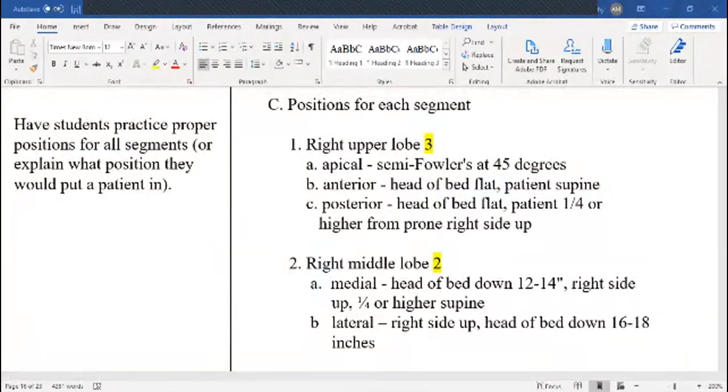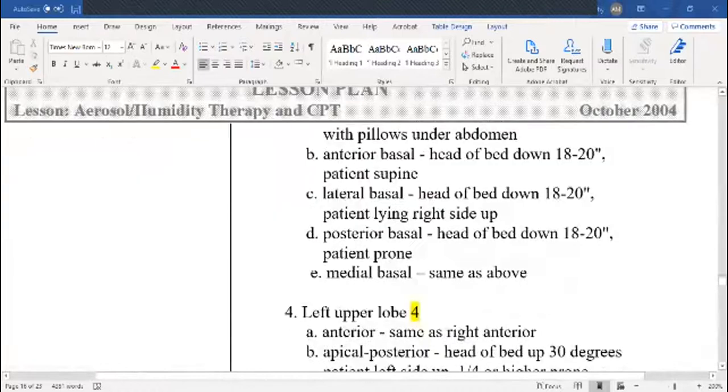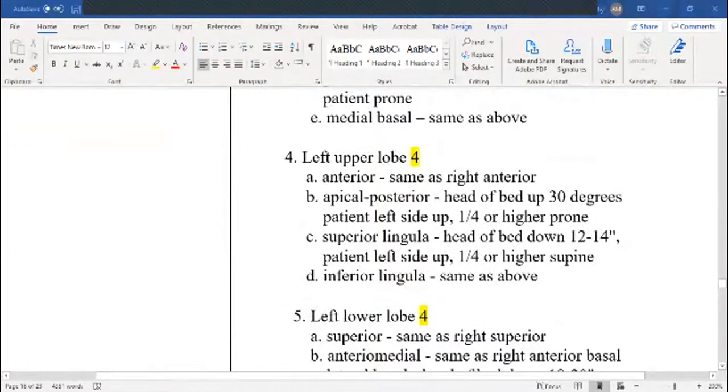There's not necessarily one position for each and every segment. Some of them share a position. It just told you that the anterior segment of the left upper lobe is the same as the anterior segment of the right upper lobe. What about the apical posterior segment of the left upper lobe?